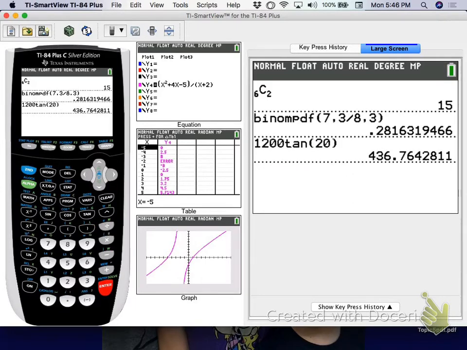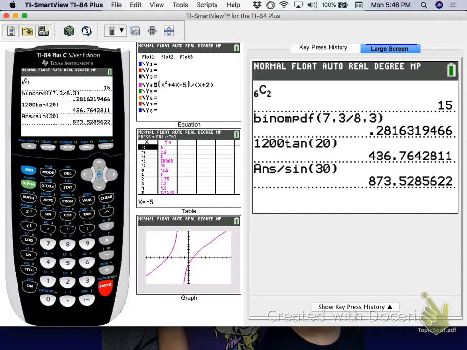So again, I've got two options. I went ahead and figured out what I was going to have to do with that number. I'm going to be dividing it by the sine of 30. So I can just go ahead and hit divide. If that doesn't automatically pop up though where you need it, hit second and the negative button, and that'll pop up the word answer. Divided by sine of 30. And that gives me the 873.52, which again is 874 to 3 significant figures.